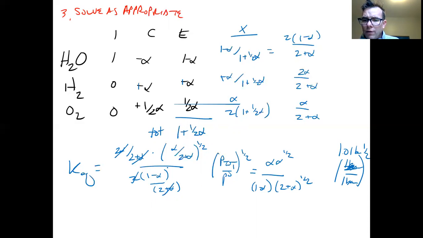Alpha times alpha to the 1/2 is alpha to the 3/2. And now this becomes a plug and chug.